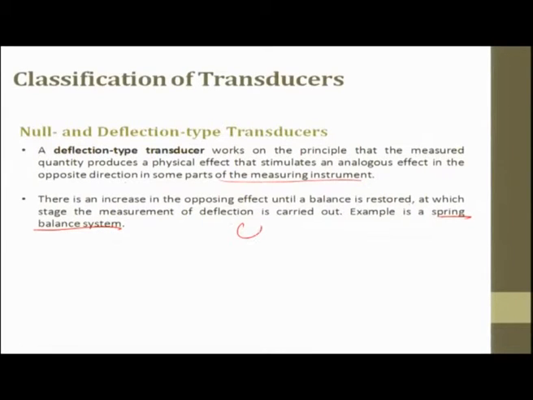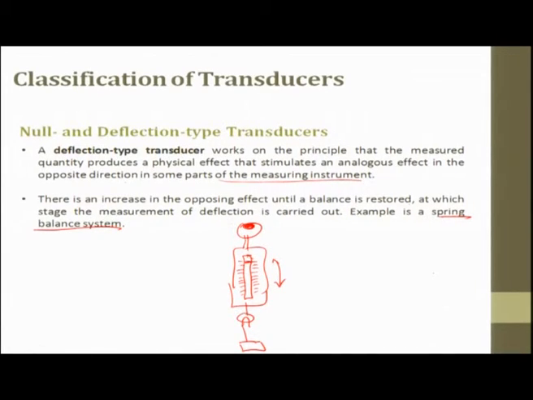A spring balance is nothing but a hook. So, you have a spring and then you have a hook. This hook is grouted and then you have a reading. You have a pointer here. So, when you apply weight, this pointer moves up and down. So, there is an increase in the opposing effect until a balance is restored, at which stage the measurement of deflection is carried out, and the simple example is a spring gauge.